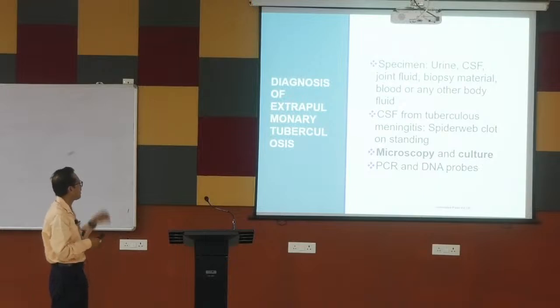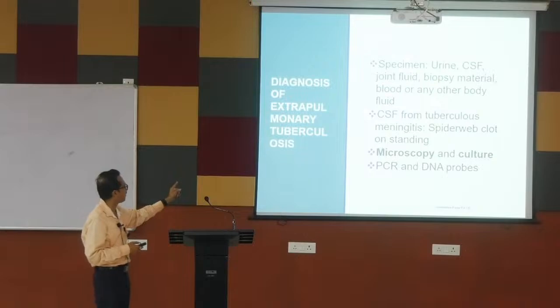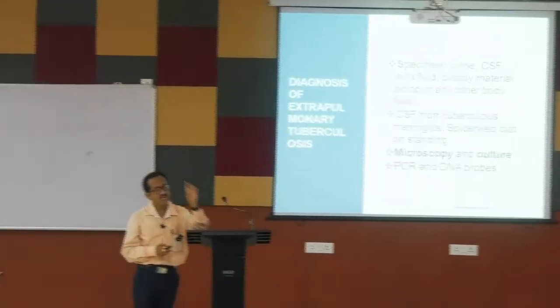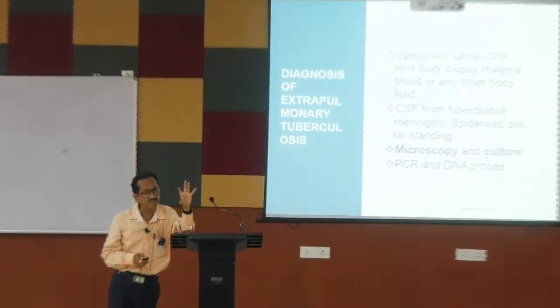Extrapulmonary tuberculosis, what are the samples you will take? Urine, CSF, biopsy material. CSF from tubercular meningitis shows a spider web coagulum. If you keep the CSF at room temperature, it will form a spider web.